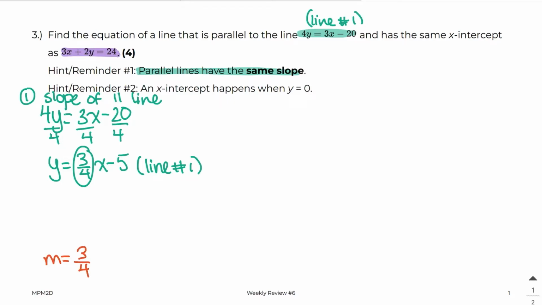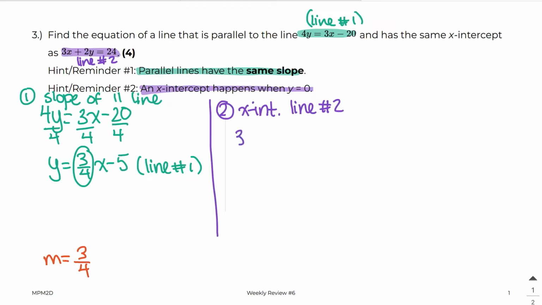Okay, but then the other reminder is that x-intercepts always happen when y equals 0. So what I'm going to do next is find the x-intercept of this line right here. We'll call this line number 2, because finding the x-intercept of line number 2 will tell me the x-intercept of the line that I'm looking for.